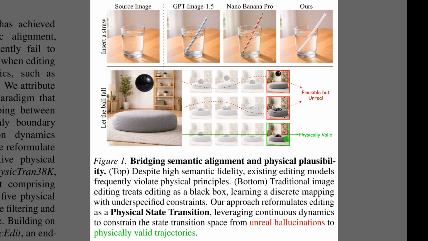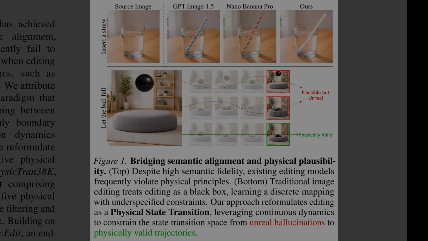Then, looking at the bottom section, we see a heavy ball falling onto a cushion. Existing methods might make it hover or shatter the object unrealistically, shown in the red boxes. The proposed method, however, treats this as a physical state transition, ensuring the cushion deforms naturally as the ball lands, which you can see in the green trajectory.